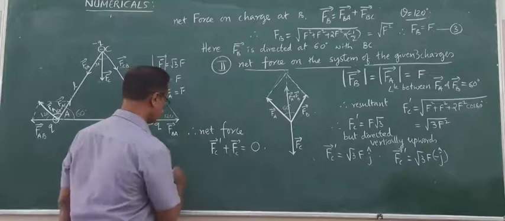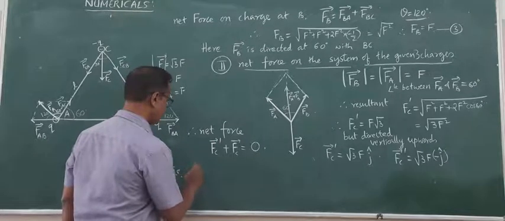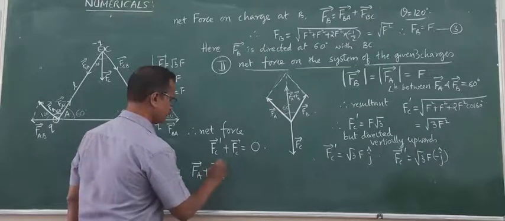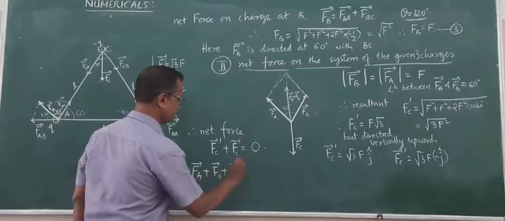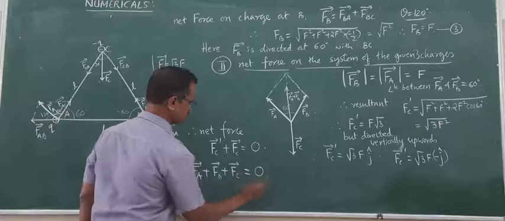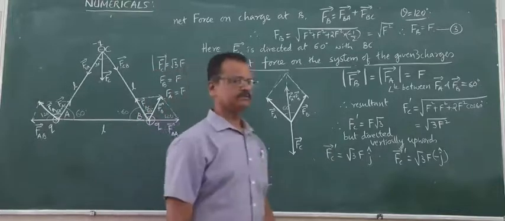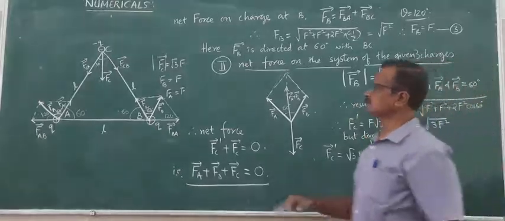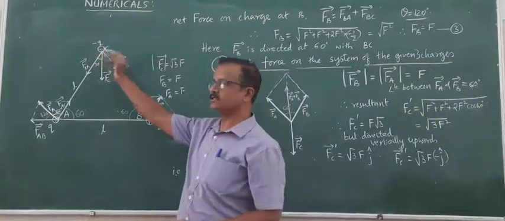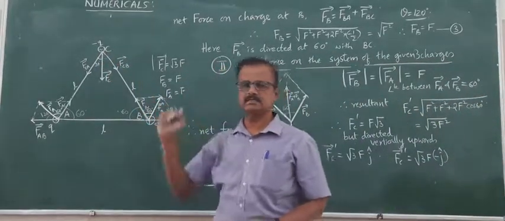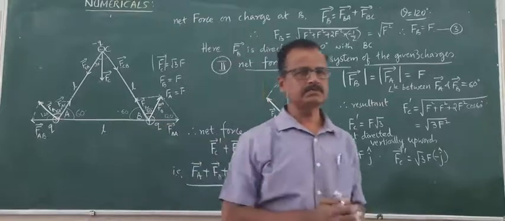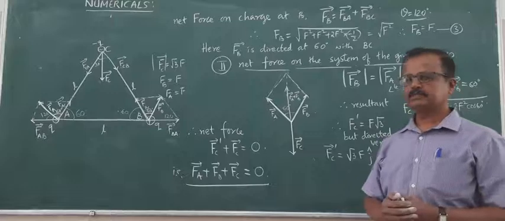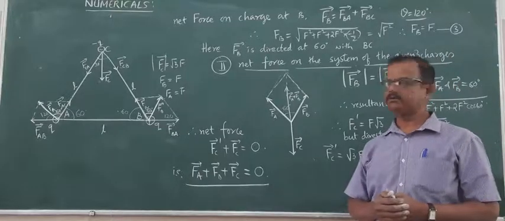That is vector FA plus vector FB plus vector FC. So the net force on the system of the three charges is 0. This is true because out of the three charges, one of the charges is negative. Therefore, net force is 0. Okay, this is how we need to solve the problem.